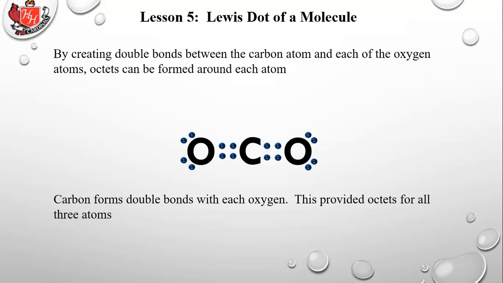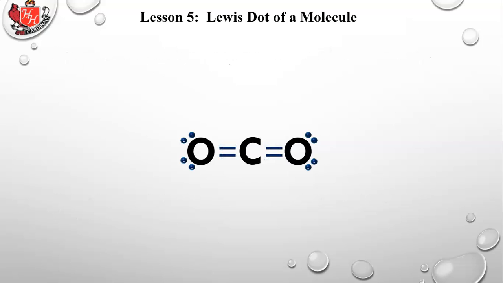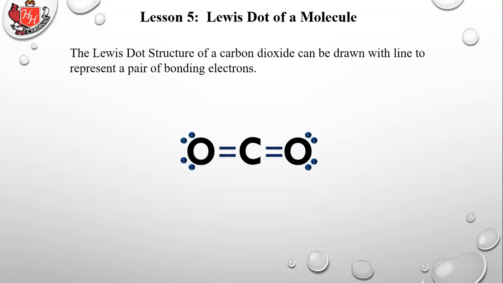You started with 16 valence electrons between the two oxygens and the carbon, and if you count right there, you still have 16 electrons. So you didn't add or subtract any electrons. Carbon forms double bonds with each oxygen. This provided octets for all three atoms. The Lewis dot structure of carbon dioxide can be drawn with lines to represent a pair of bonding electrons.